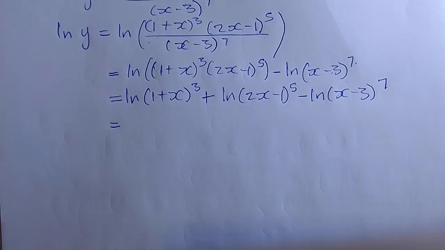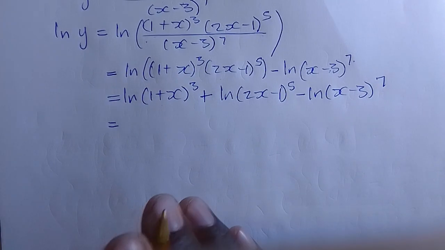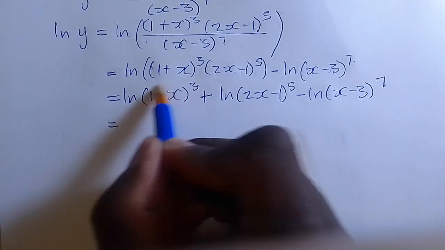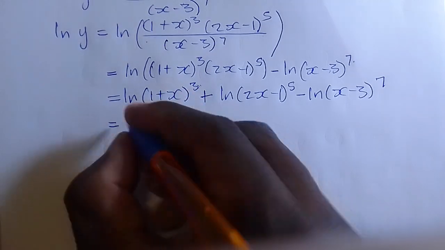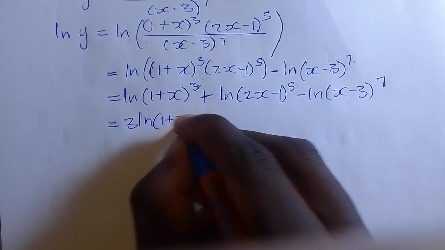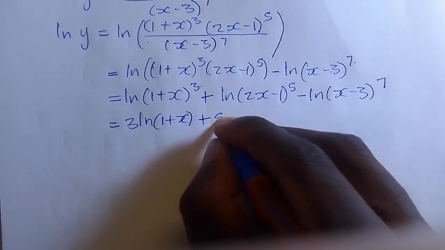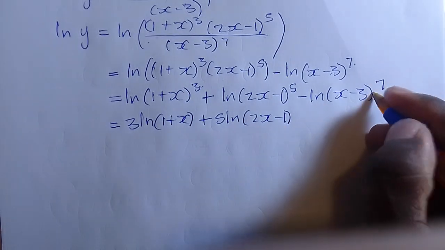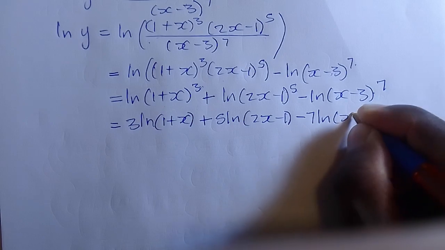Now what we'll do is apply yet another law of logs. We're just manipulating using logs to make the question easier. So here we take the exponent and make it the coefficient, which will be 3 ln of 1 plus x, plus here we do the same thing. We have 5 ln of 2x minus 1. Same thing here. We have minus 7 ln of x minus 3.